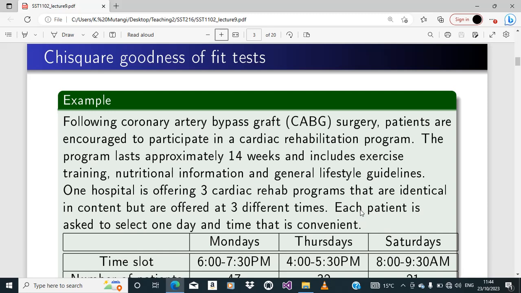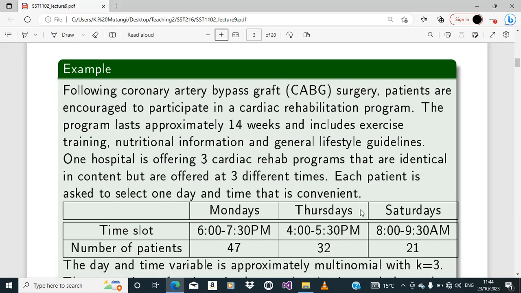In the first example, we are considering coronary artery bypass graft, CABG, surgery, and patients are encouraged to participate in a cardiac rehabilitation program. The program lasts about 14 weeks and includes exercise training, nutritional information, and general lifestyle guidelines. One hospital is offering 3 cardiac rehab programs that are identical in content, but are offered at 3 different times. Each patient is asked to select one day and time that is convenient, so you are selecting Mondays, Thursdays, or Saturdays at those given time slots.